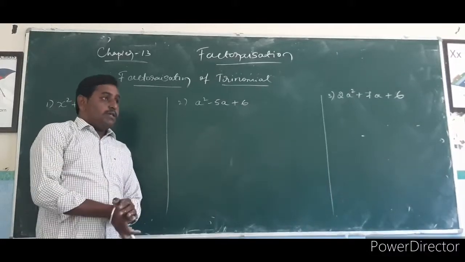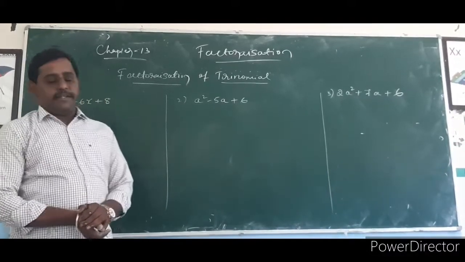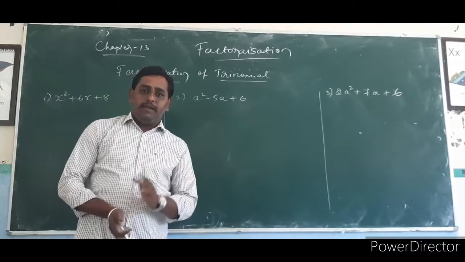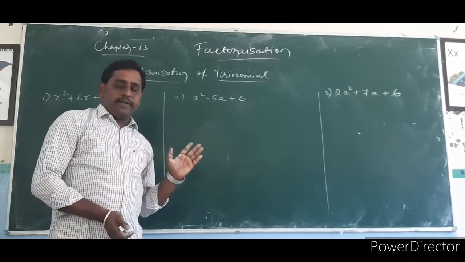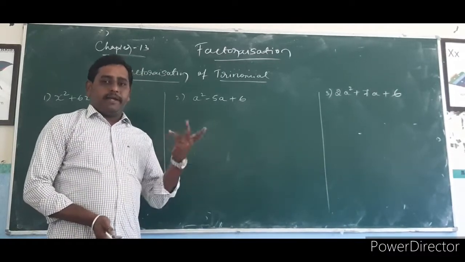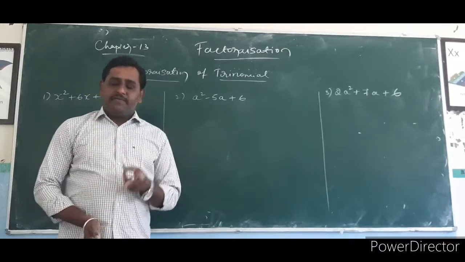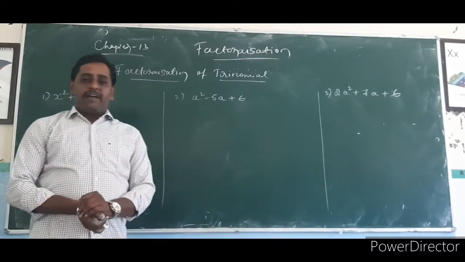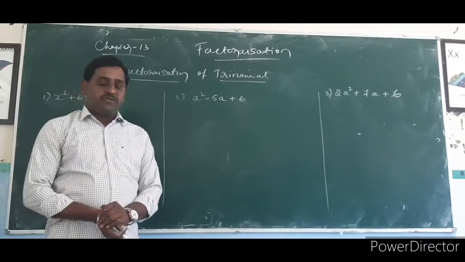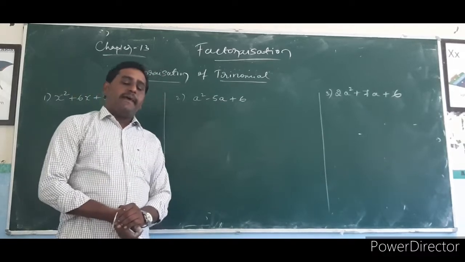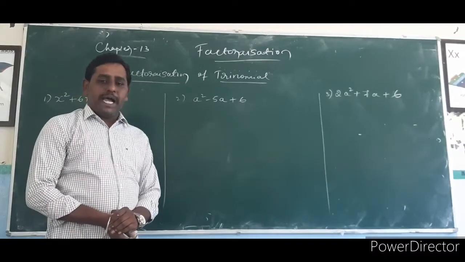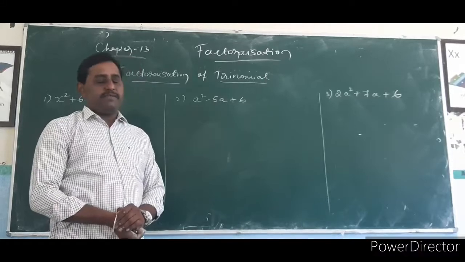Hi. So welcome to the third part of factorization. In the first part we learned taking common factor outside, and grouping and taking common factor. In the second part we learned factorization of difference of two squares by using the formula x square minus y square is equal to x plus y into x minus y.